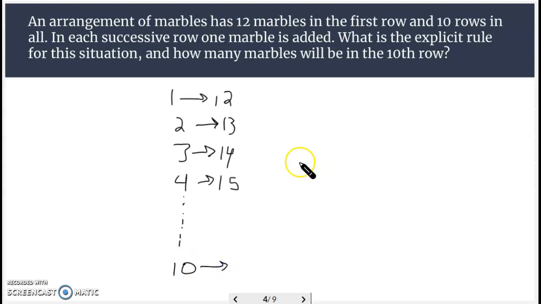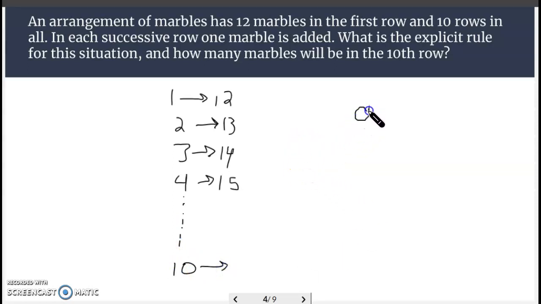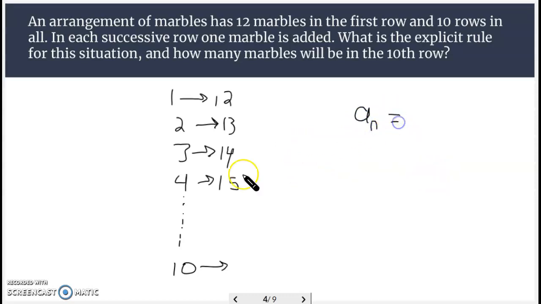Well, the explicit rule. Whatever term you're looking for, the nth term, that's what the little subscript means. If you look each time from 1 to 12, 2 to 13, 3 to 14, 4 to 15, we just add 11 to whatever one it is. So we can test this out. Let's say the third row. We take 11 plus 3, and that equals 14. And notice that's what we get.